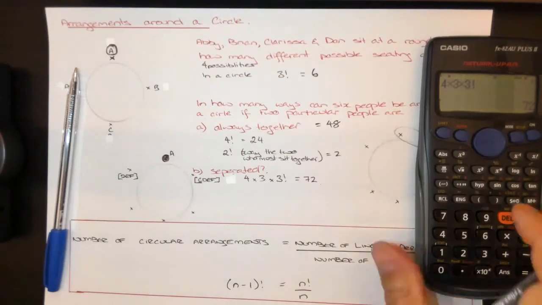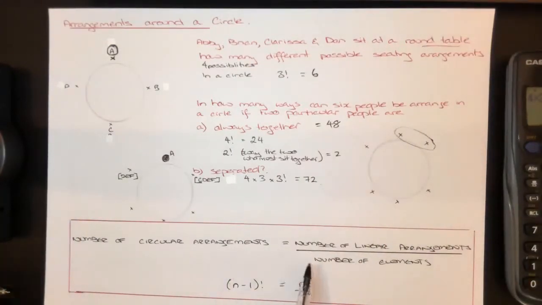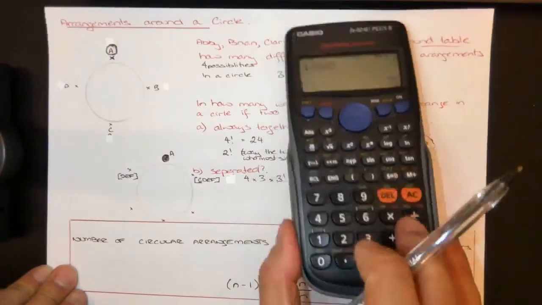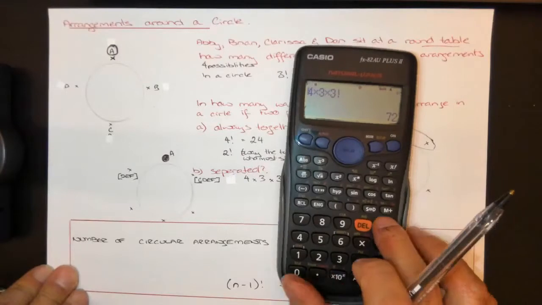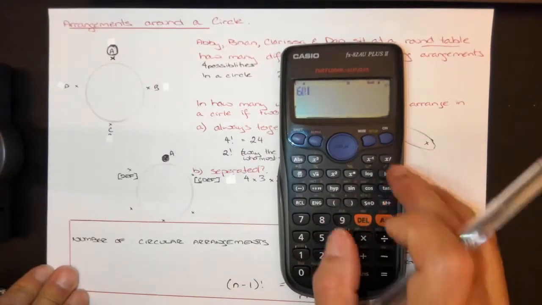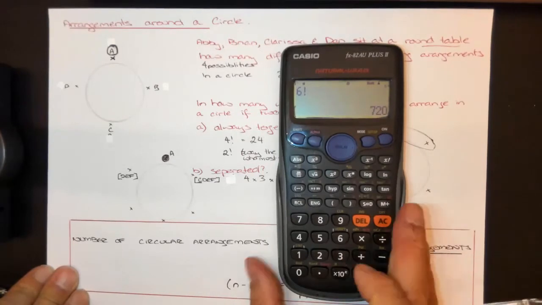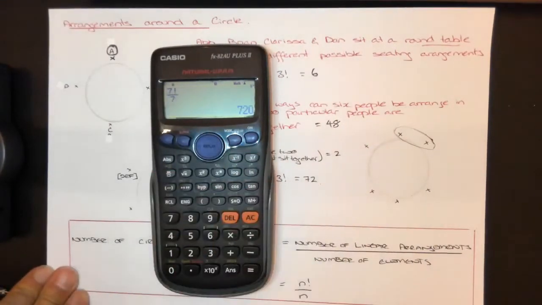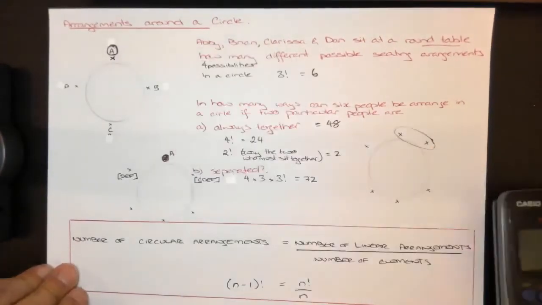Okay. So the number of circular arrangements is the number of linear arrangements divided by the number of elements. So n minus 1 factorial is the same as n factorial over n. An example of that would be if n is 7. So 6 factorial, which is 720, is the same as 7 factorial over 7. Same number. Okay, and that's what we talk about with permutations.